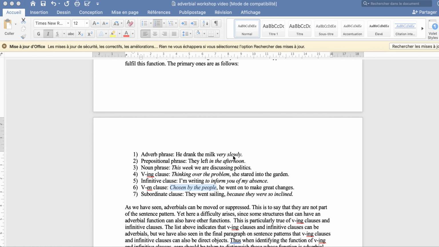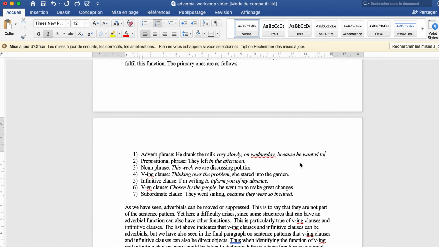D'accord. Donc, the idea is that there is no limit to the amount of adverbials. I could string along two or three extra adverbials. I could say he drank the milk very slowly, and we're going to manipulate this sentence. We're going to keep going. I can add another adverbial. I could say, on Wednesday, because he wanted to. So this is a sentence: He drank the milk very slowly on Wednesday because he wanted to. And hopefully you can appreciate the fact that we could go on and on and on, right?